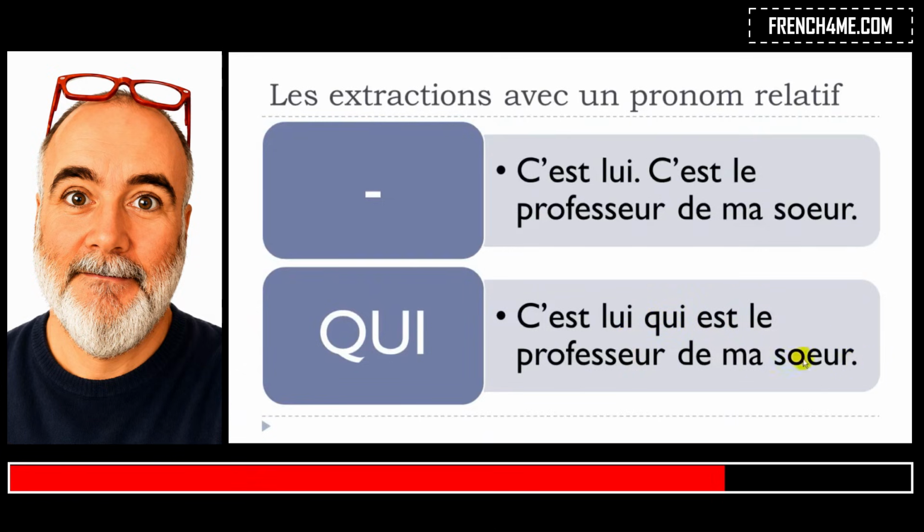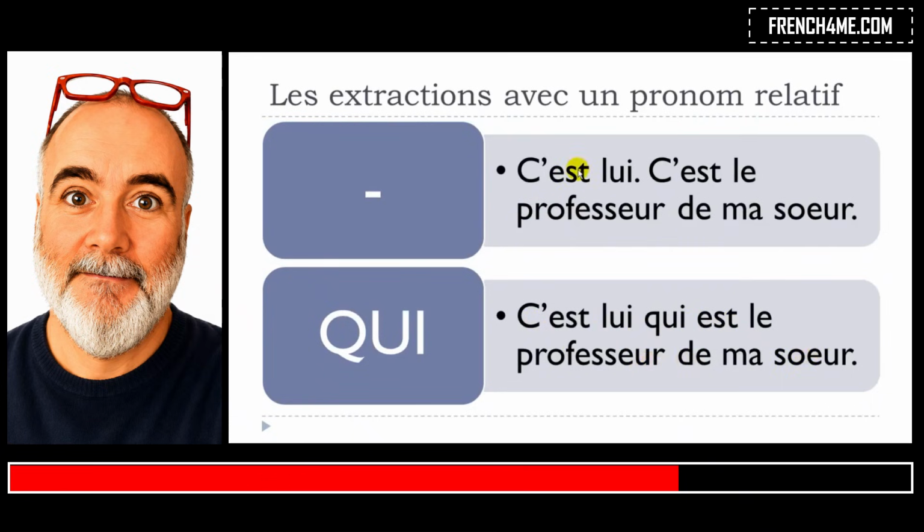de ma sœur. Okay, so keep in mind and remember that we will put qui just because in the second sentence here, it's the subject. That's the reason why. It doesn't have anything to do with the fact that it's a person or not an object. It's just because it's a grammatical subject right here. Okay, so c'est lui qui est le professeur de ma sœur.